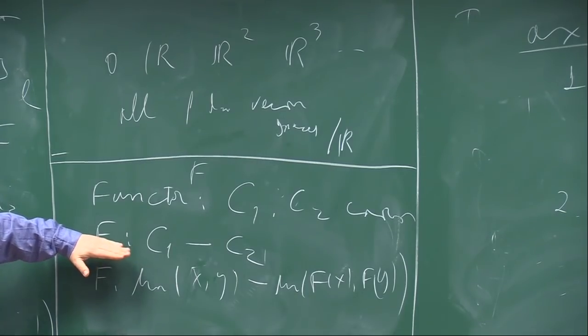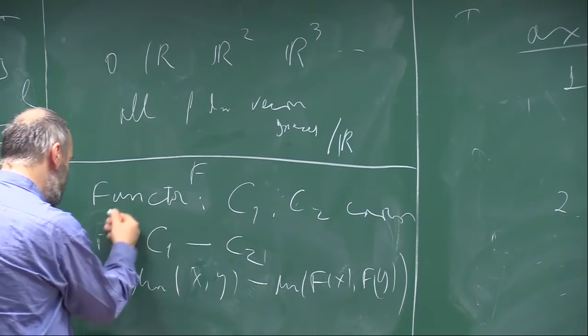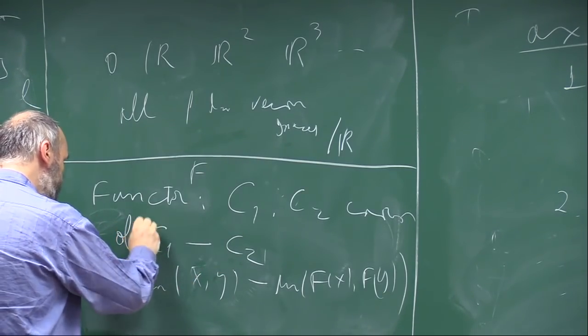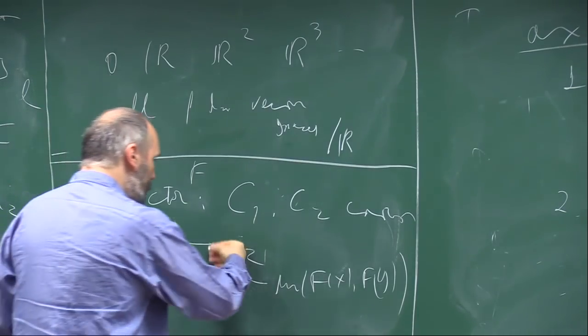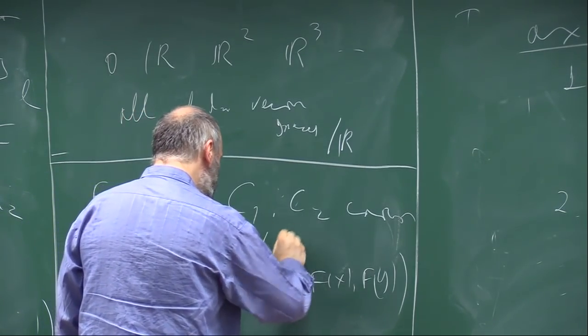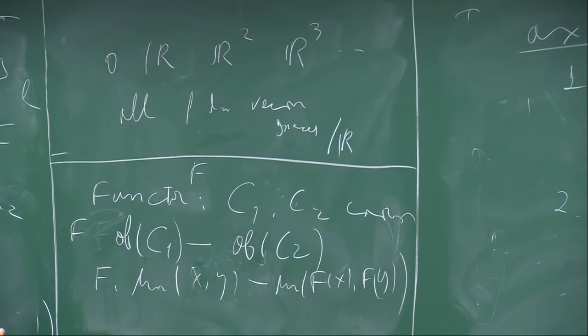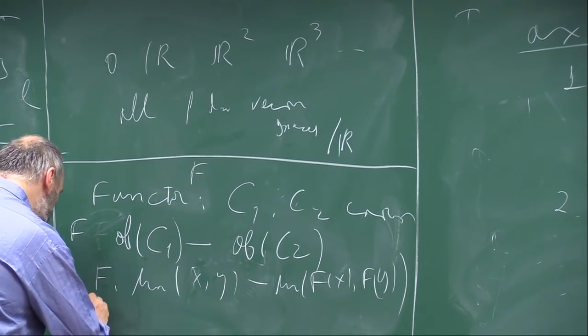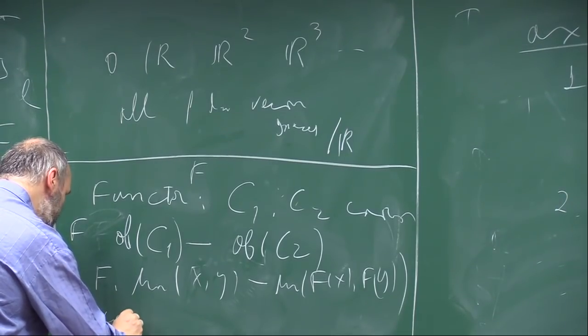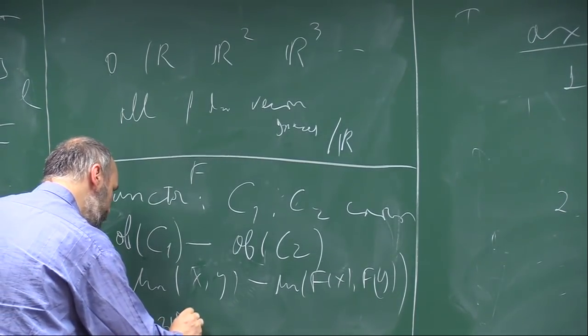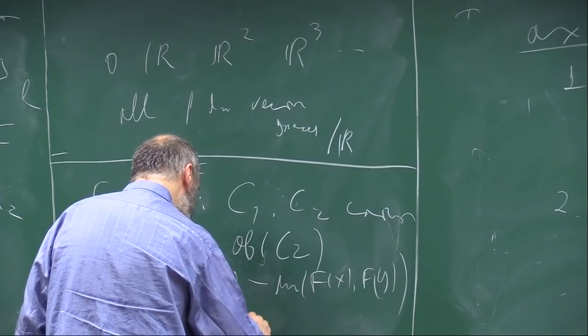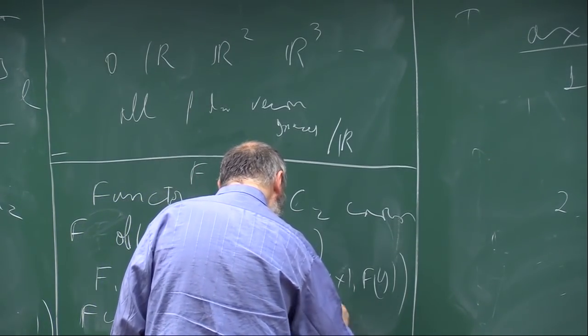You have to have a map from objects to objects, so it's F from objects of C1 to objects of C2, and from morphisms to morphisms. And F commutes with compositions and maps identity to identity.